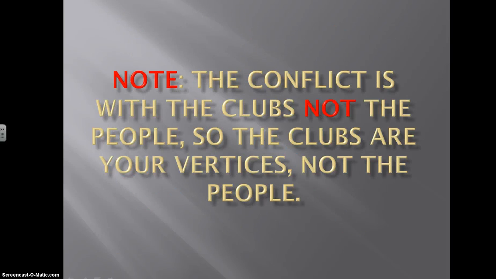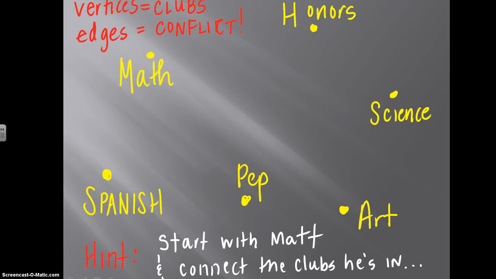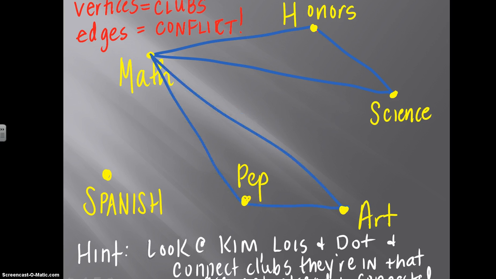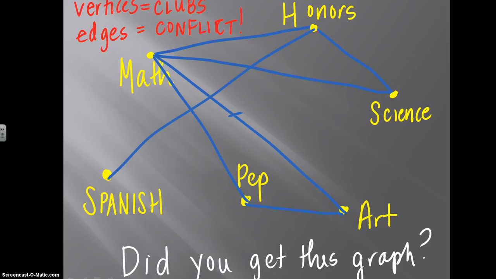So once again, we are going to start by writing the clubs as our vertices. And then if we go back and we look, Matt was a member of the Math, Honors, and Science Club. So we will connect those 3 clubs because he cannot be at all of those clubs on the same day. And Marty was a member of the Math, Pep, and Art Club, so we'll connect those. And looking at Kim, Lois, and Dot, there was only one more edge that needed to be drawn in, and that was from Honors to Spanish.